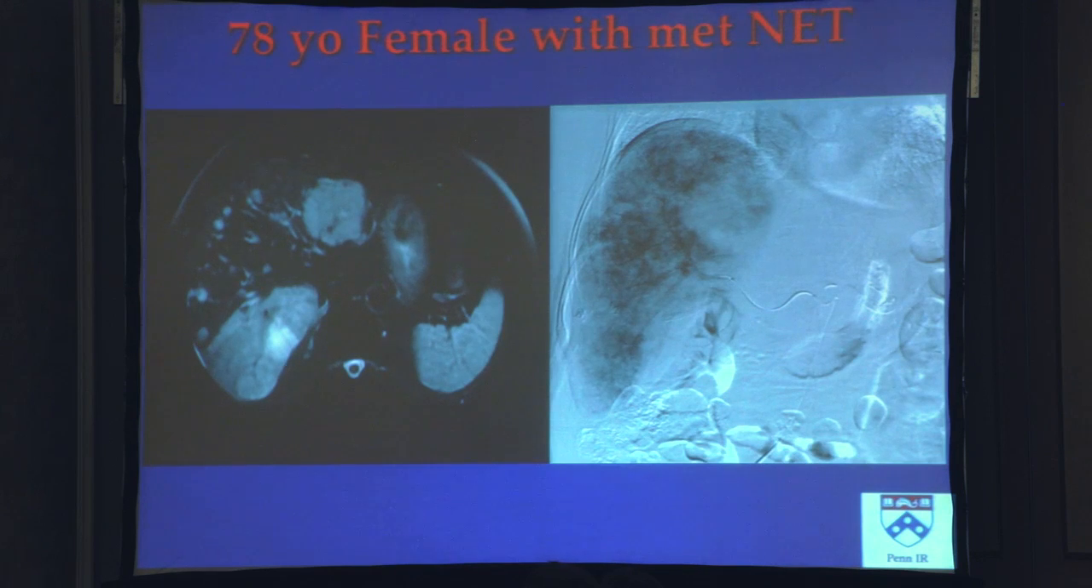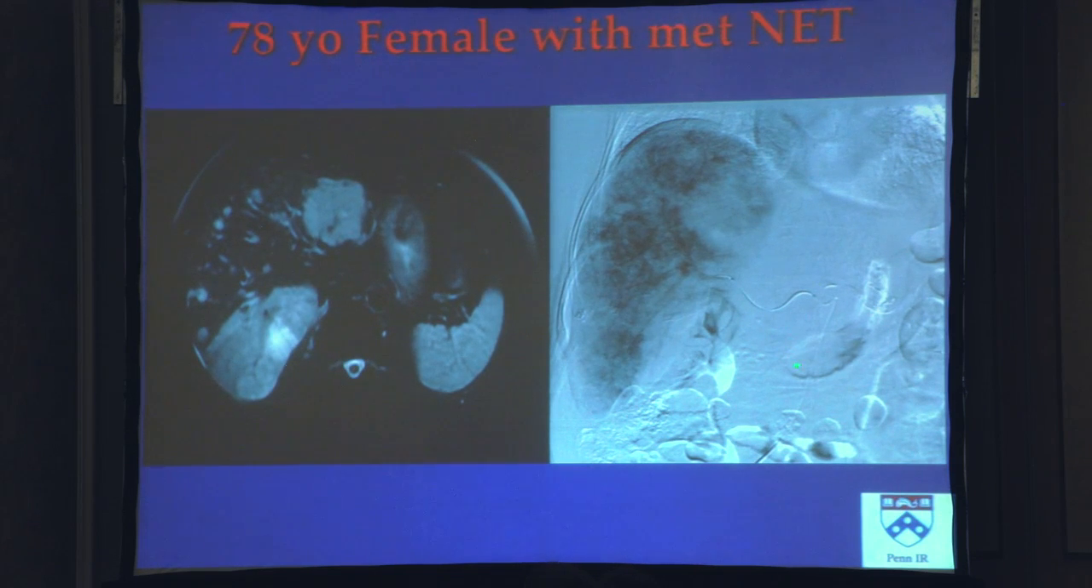This is a patient, a 78-year-old female with a metastatic neuroendocrine tumor. This is also treated with radioembolization, and you can see this patient has several tumors. We have this large one right here, all these white spots here. Those are all active liver tumors.